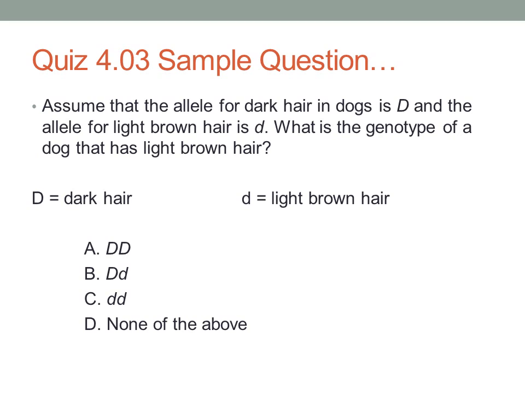Okay, so here's a question. Assume that the allele for dark hair in dogs is big D, and the allele for light brown hair is little d. What is the genotype of a dog that has light brown hair? Would it be big D, big D, little d, little d, or none of the above? It would be little d, little d, and the reason why is because if we have any capital letters or a big D, that means a dog would have dark hair since big D is dominant. So the only way that a dog can have light brown hair is if they have two little d's, which means both of their parents gave this dog a little d light brown hair gene.